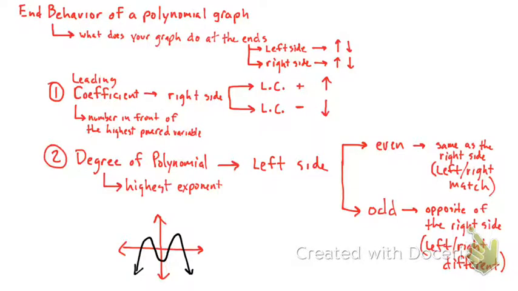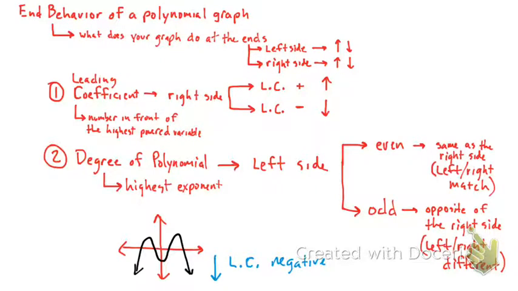So what we're trying to figure out is, what is this graph doing on the right side of my graph? Is it going up or down? As you can see, it's going down. So what does that mean? That means this graph has a leading coefficient that, since it's going down, has to be negative. We don't know that number, but it's negative.